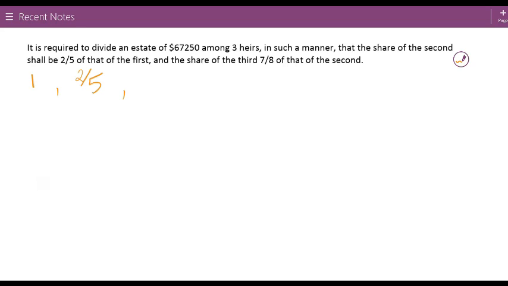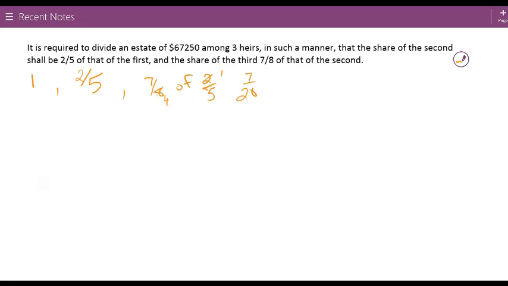So we have 7/8 of 2/5. That third person, again, you have to be aware, is not just getting 7/8 of that of the first, it's 7/8 of that of the second. So we look at 7/8 of 2/5. I'm going to do some canceling quickly, and then we get 1 and 4, that is going to be 7/20. So the first person is getting a whole unit, the second person is getting 2/5, and the third person is getting 7/20.